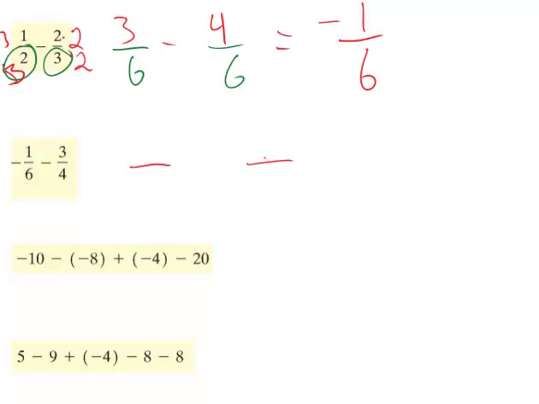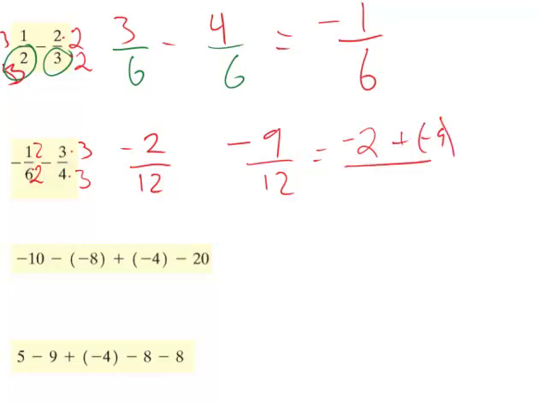In the next problem here as well, again, negative 1 over 6 minus 3 over 4. Between 6 and 4, 12 will be my common denominator. So I'm multiplying this one here by 2. So that becomes a negative 2. Multiplying this one here by 3. That's a minus 9. Okay. So I'm going to say, well, look, I have negative 2 plus a negative 9 all over 12. That gives me negative 11 over 12.